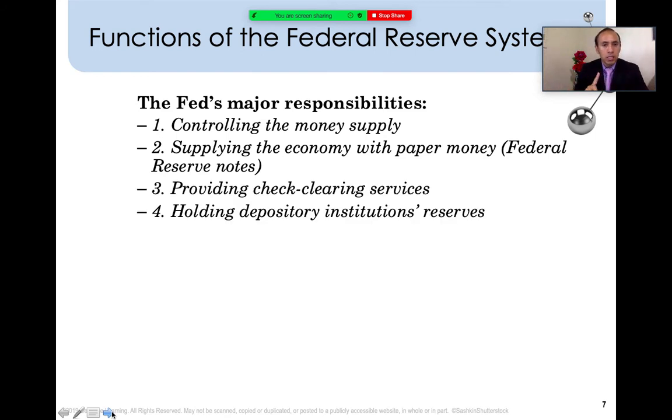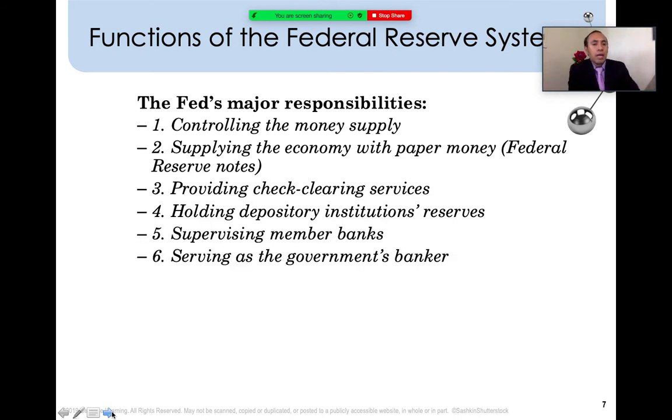It provides a check clearing process. It holds depository institutions' reserves within the Fed's vault. Basically, it is where the banks bank. It's a banker's bank. And we have the supervision of bank members that are part of the Fed. In other words, the Fed supervises depository institutions, commercial banks, and investment banks to make sure they're doing a responsible job.